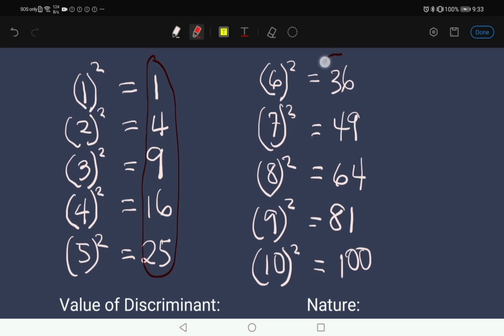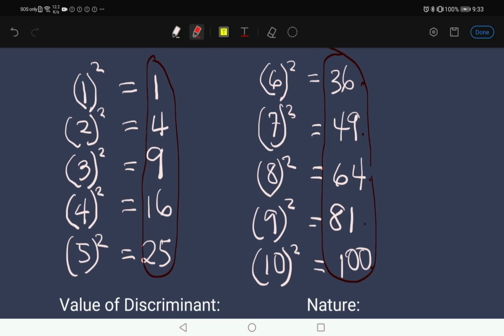Og kani siya diri mao ni ang mga perfect square. So we have 1, 4, 9, 16, 25, 36, 49, 64, 81, and 100.